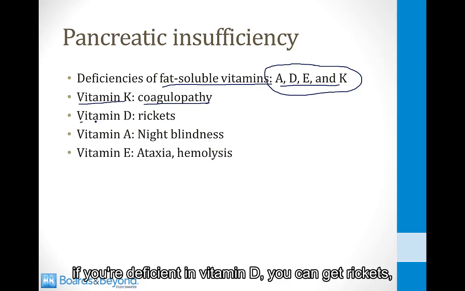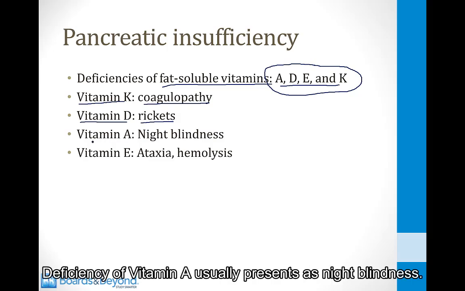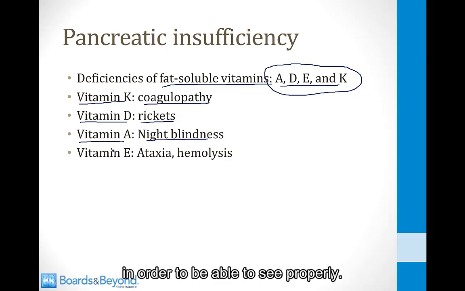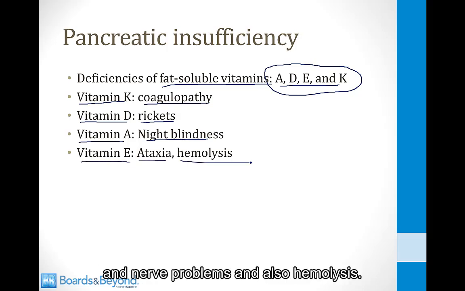If you're deficient in vitamin D, you can get rickets if you're a child, or osteomalacia if you're an adult. Deficiency of vitamin A usually presents as night blindness. That's one of the first signs. You need vitamin A in order to be able to see properly. And vitamin E deficiency presents as ataxia and nerve problems, and also hemolysis.